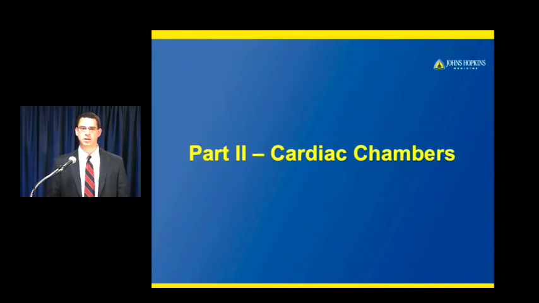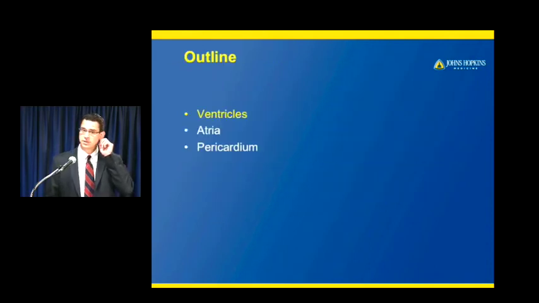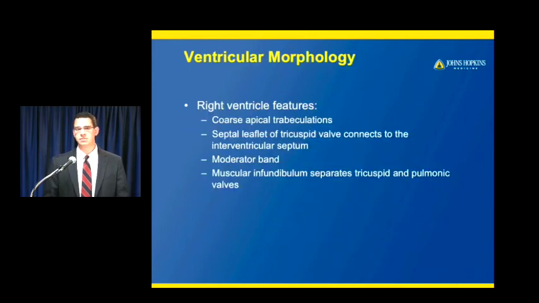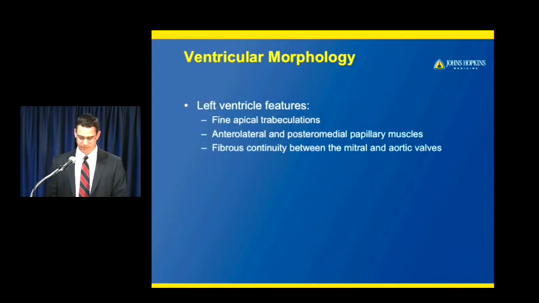So part 2, we're going to talk about the cardiac chambers. In this case, we're going to review ventricles, atria, and pericardium. So let's talk a little bit about the features of the right ventricle and the left ventricle. The right ventricle is interesting. It has some similarities and differences from the left ventricle. The key features we look for: coarse apical trabeculations, a septal leaflet of the tricuspid valve that connects to the interventricular septum, a moderator band, and a muscular infundibulum that separates the tricuspid and pulmonic valves. I'll talk about all those in a second.